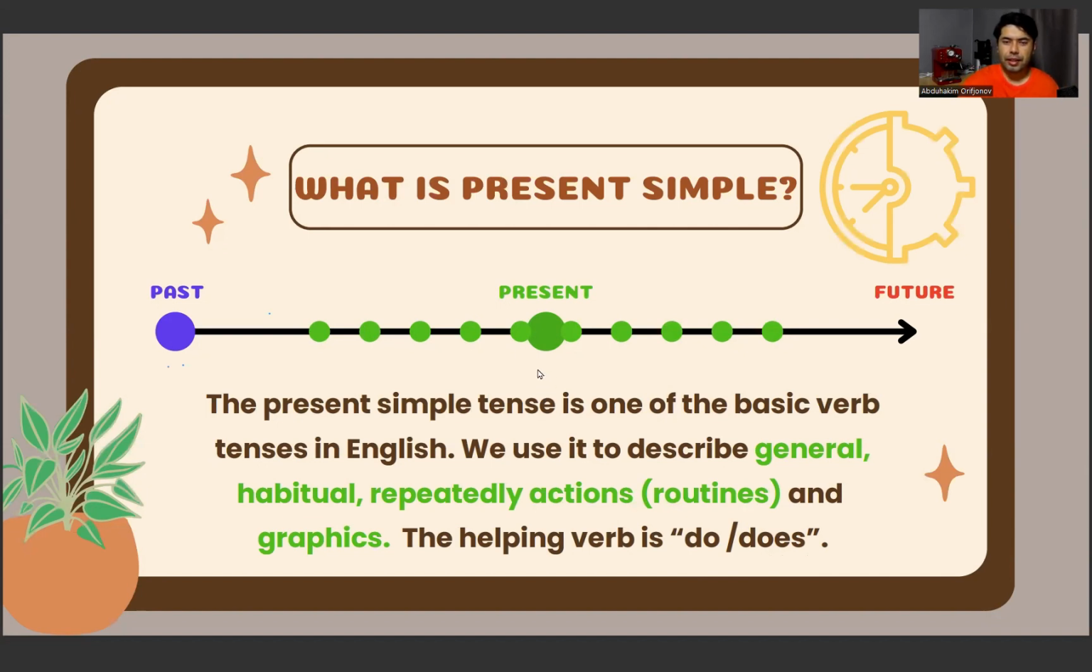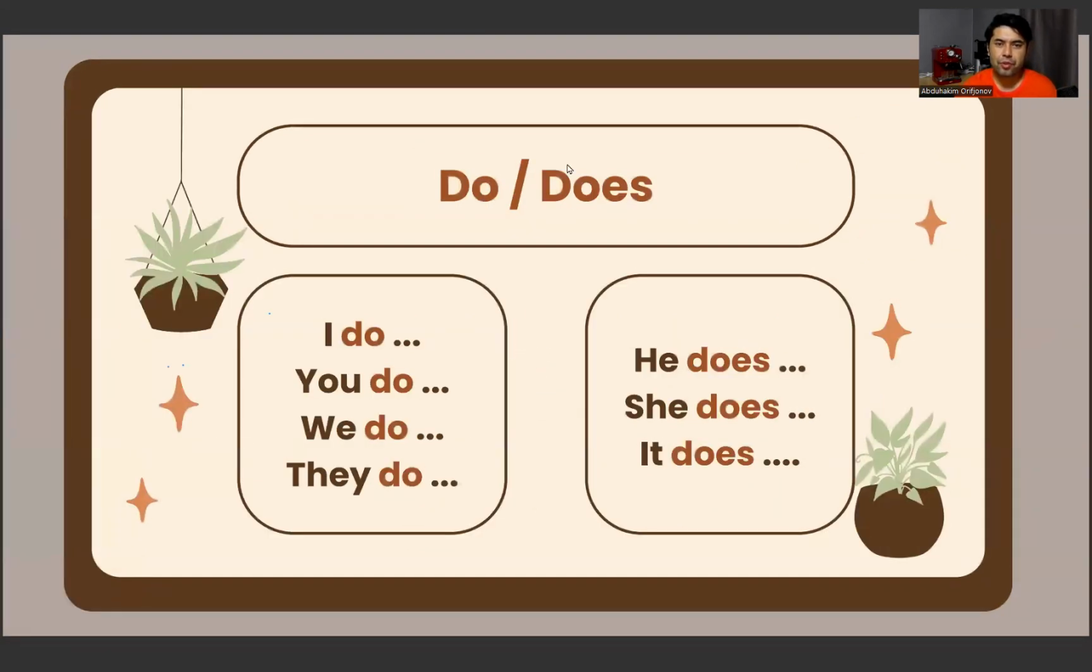Well, let's learn how to form do and does with subjects. We form it with this structure: I do, you do, we do, they do, and he, she, it does.